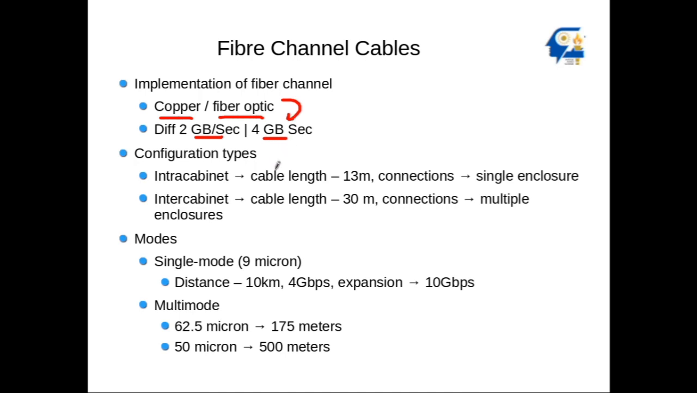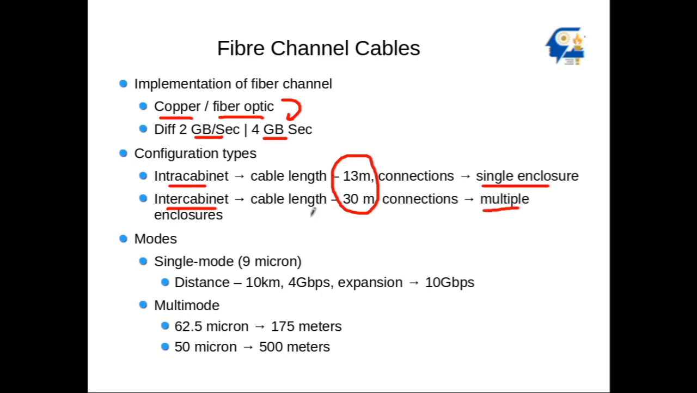And what kind of configuration can I use? Intra cabinet and inter cabinet. These are the two options it comes with. And what is the difference? Basically the length is the difference first. Intra cabinet supports 13 meters, and the second type, inter cabinet, supports 30 meters. And for the number of enclosures, intra cabinet allows only a single enclosure, whereas inter cabinet supports multiple enclosures.